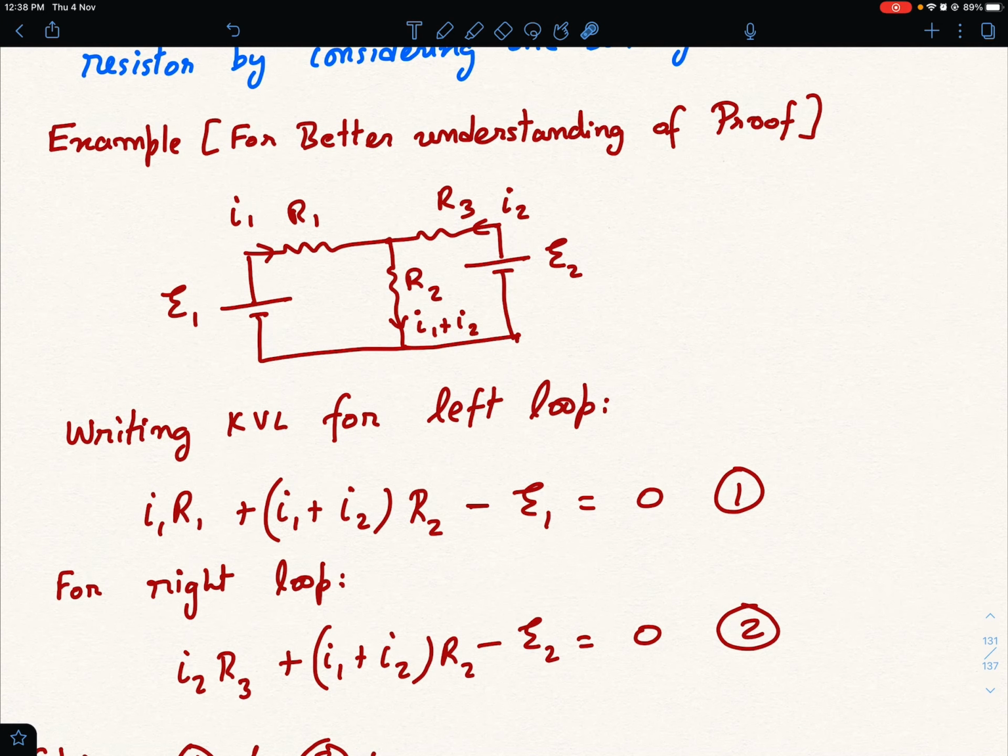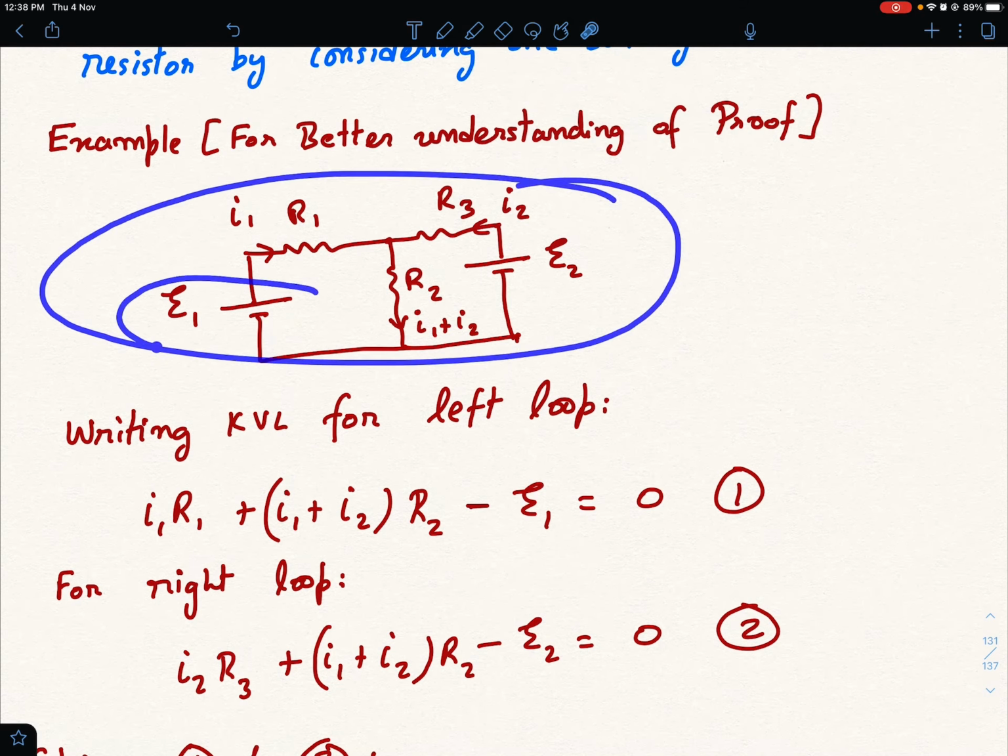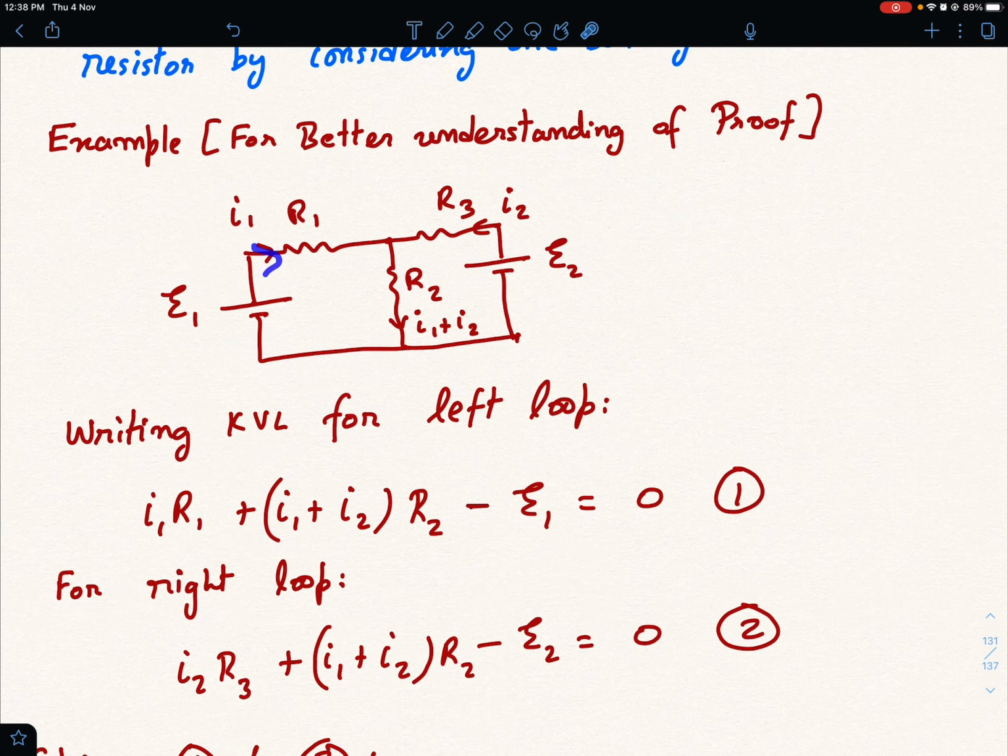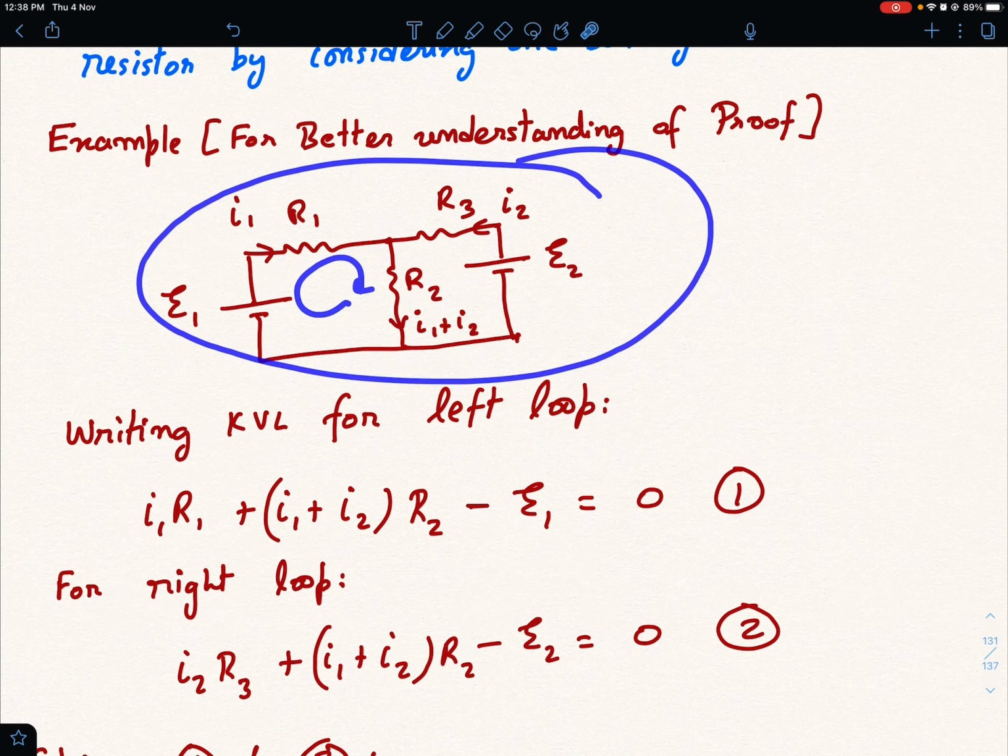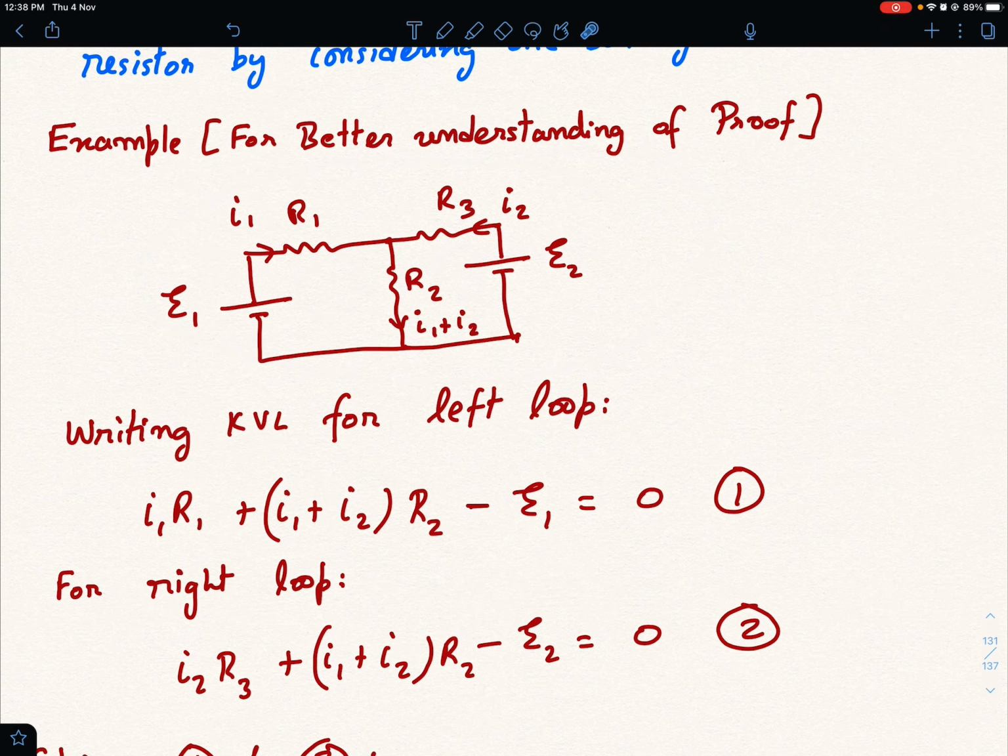Before I get into the proof, I'll motivate it with an example so that you can easily understand the logic of the general proof. Let me take a simple circuit like this. There's a battery E1, another battery E2, then three resistors R1, R2 and R3, and there is current I1 here and current I2 here. I have satisfied the junction law here, and there is the current I1 plus I2. So I have two unknowns.